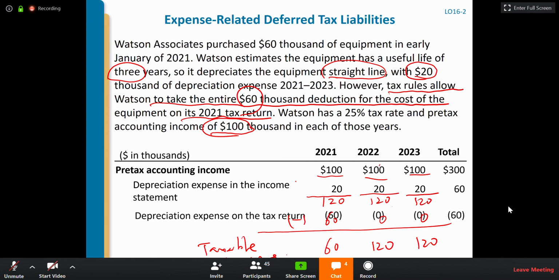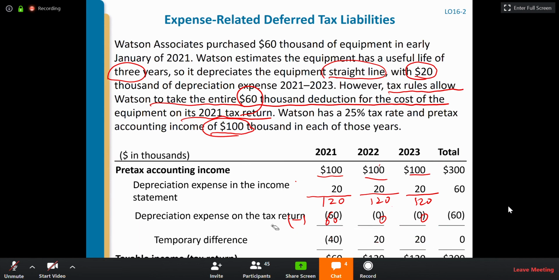Let me give you an alternative way to calculate this. Everyone's okay so far, right? So that's how we get this 60, 120, 120. There are two methods here. What we're trying to do is figure out the taxable income. The method I just talked about is, I think, the easier method. Another method is this.